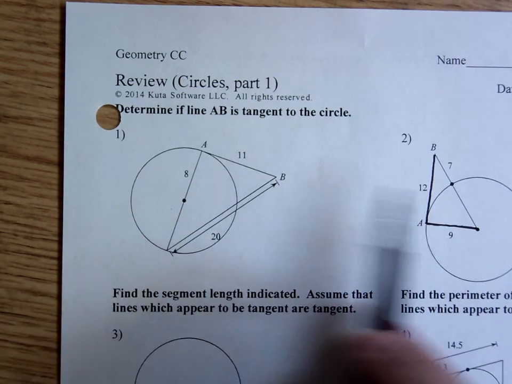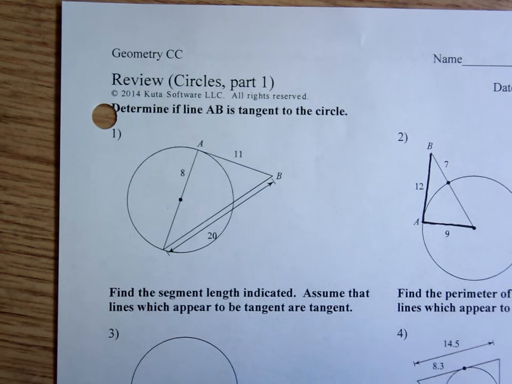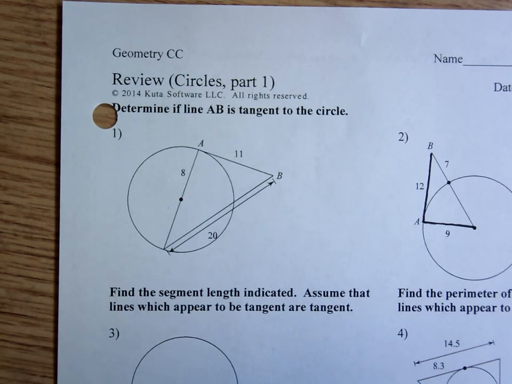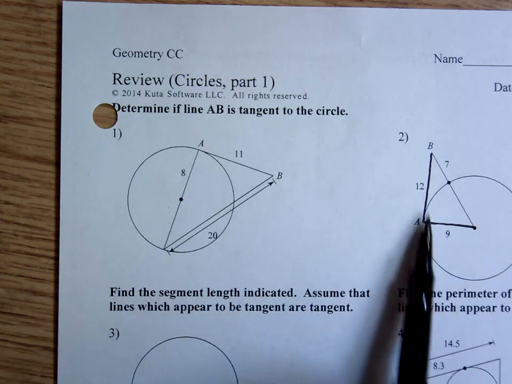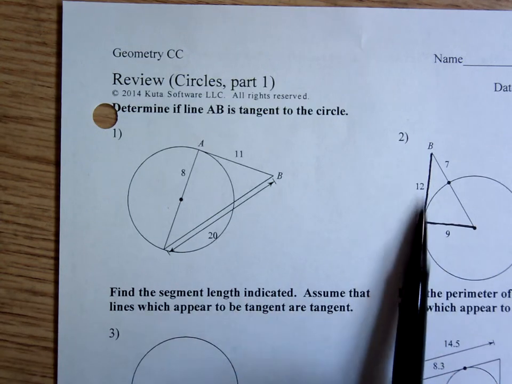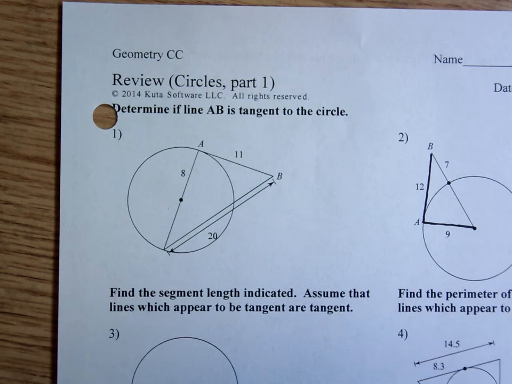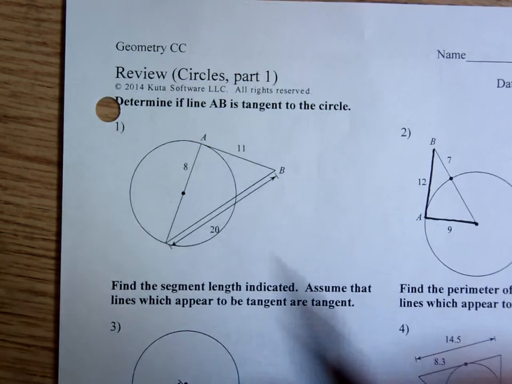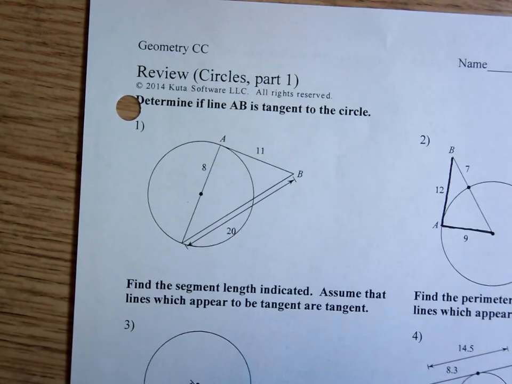So in numbers 1 and 2, it's asking if it's a tangent. You're not being asked to find a missing side. You're being asked, is it a tangent? So you're seeing, is this perpendicular, which means, is it a right angle? Which means the Pythagorean theorem should work if it is. So that's what you're doing. You're checking Pythagorean theorem, basically.